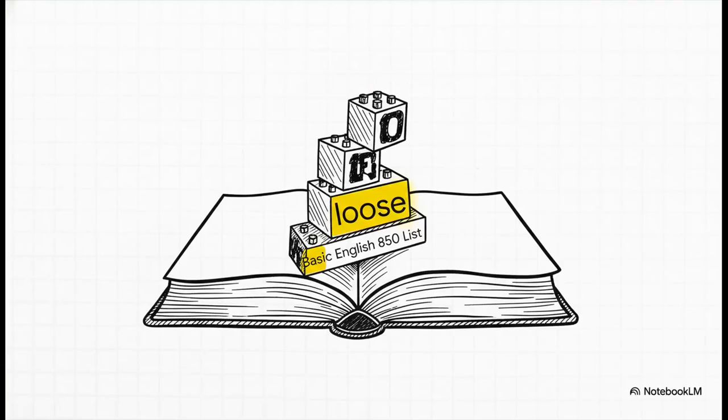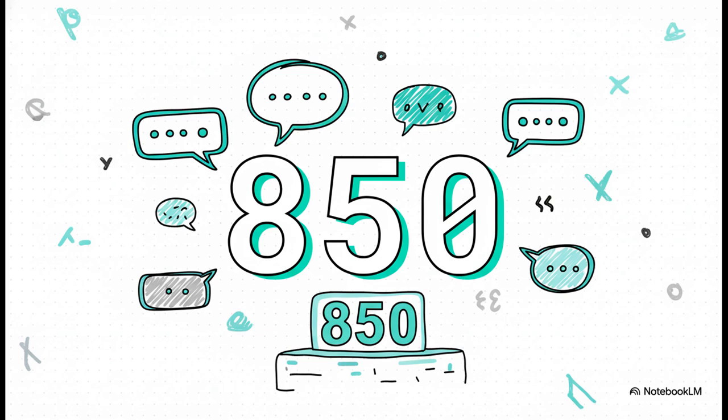So this brings us to something really cool called the Basic English 850 list. What is that? Well, it's a specially chosen list of just 850 words that are considered enough to handle most everyday conversations in English. It's like the language's greatest hits, the absolute essentials. Just let that sink in for a second. There are hundreds of thousands of words in English, and loose made the top 850. It's a VIP word. That tells you it's a fundamental piece of the puzzle and why it's so important to nail down what it really means.